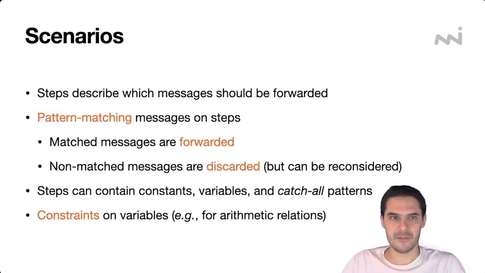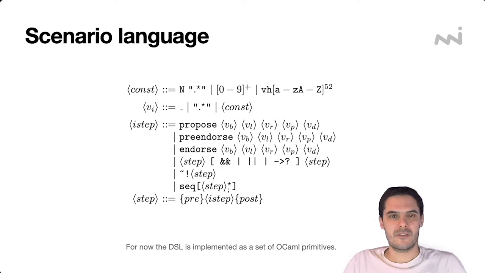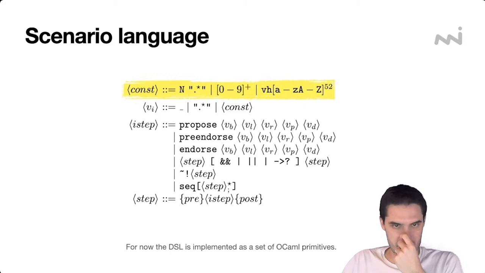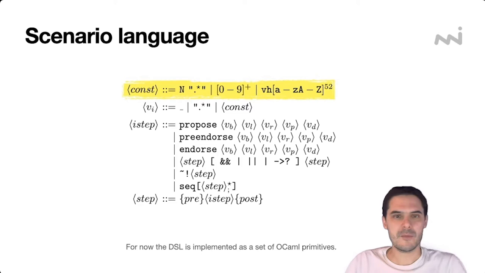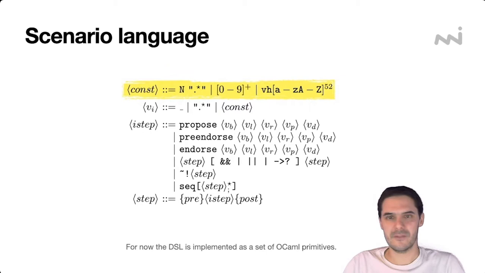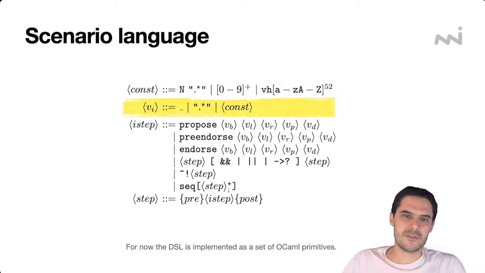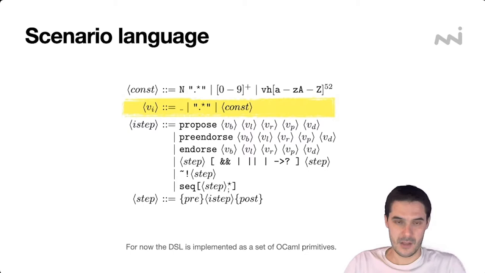So the scenario language is described by this small grammar. The first line at the beginning gives us the syntax for the constants. A constant can be the name of a node, here with an N and then a string. It can be a number for either the rounds or the levels, or it can be a payload hash that starts with BH. The variables are an underscore for a catch-all pattern, or a string for a free variable, or a variable can also be bound by a constant, in which case we represent it simply by the constant.